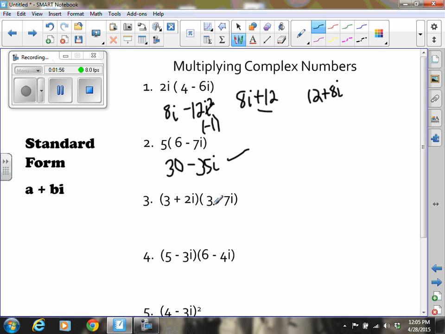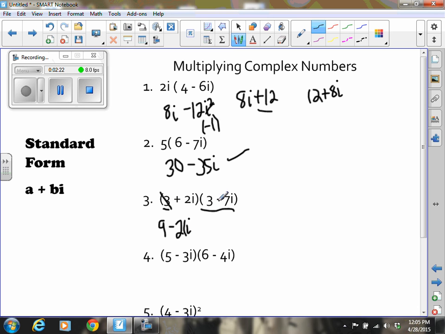Here, I've got a complex number times a complex number. Now, I need to think of it as I did number 1 and number 2. I need to think of it as distributive property. So let's take 3, and let's distribute 3 to the second complex number. So I'm distributing my real part first. That would leave me with 9 minus 21i. I've distributed my real portion, so I'm done with that one.